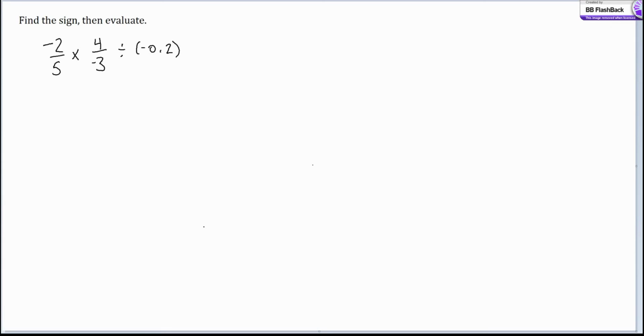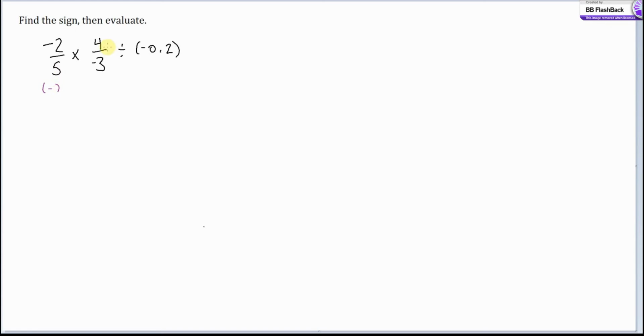Find the sign, positive or negative, then evaluate. So let's look at each number one at a time, figure out what their sign is, and then figure out the overall sign. So the first number is a negative number. It's a negative over a positive, that works out to be negative.